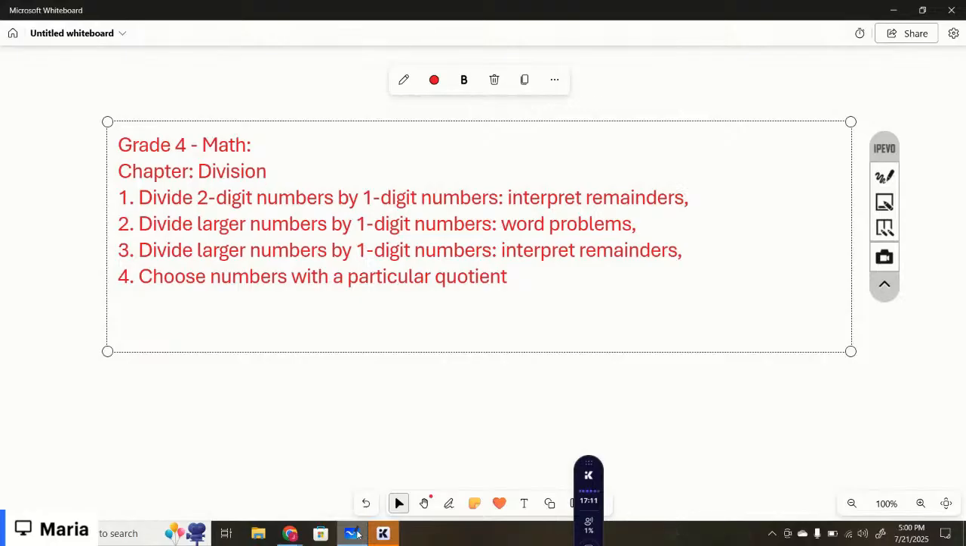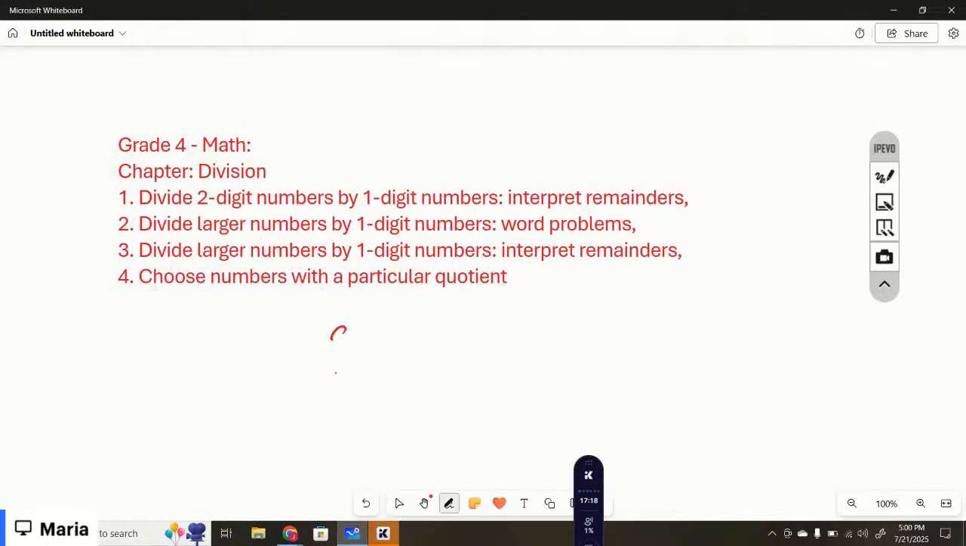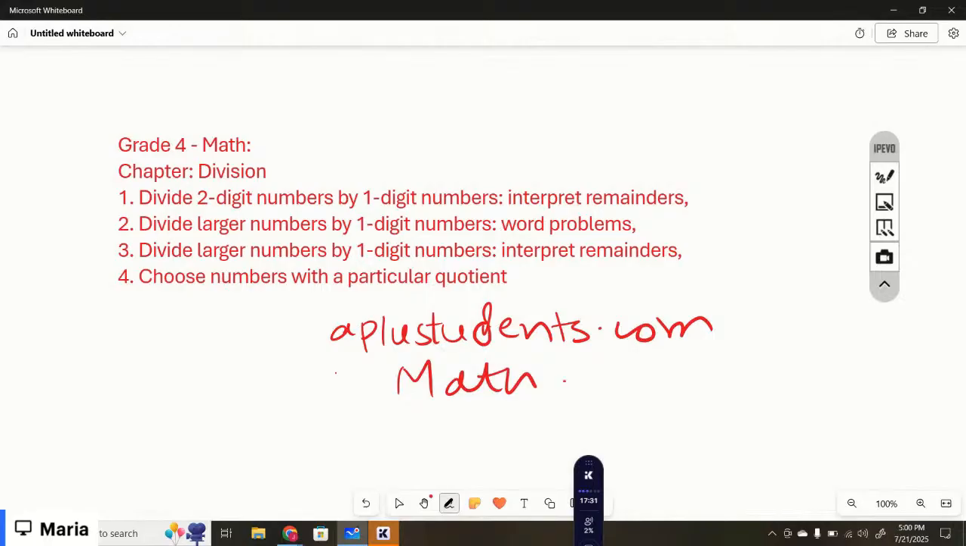You can find all the lessons on aplusstudents.com. You have to log in there using your email address as provided by the administrator. Then you have to select math from the subject tab. Scroll down to grade 4 math lessons. There you can find the list of the chapters.